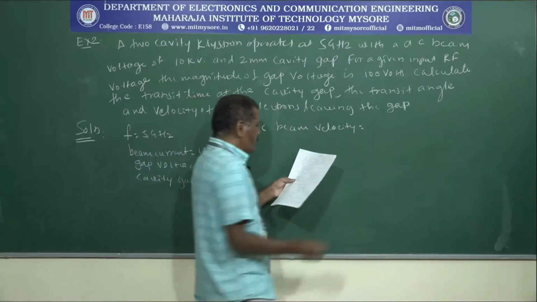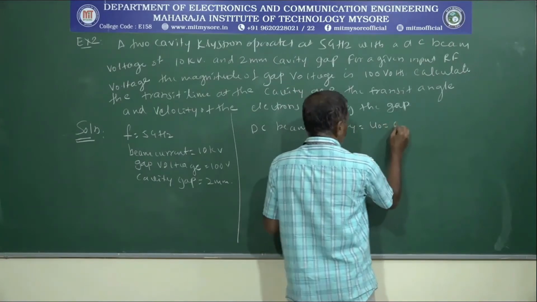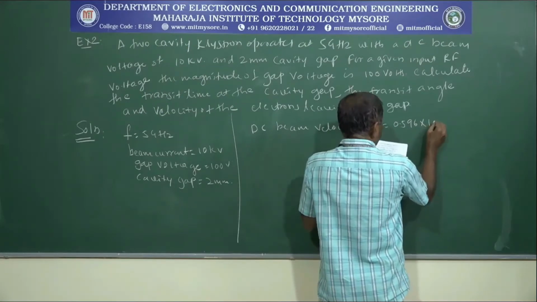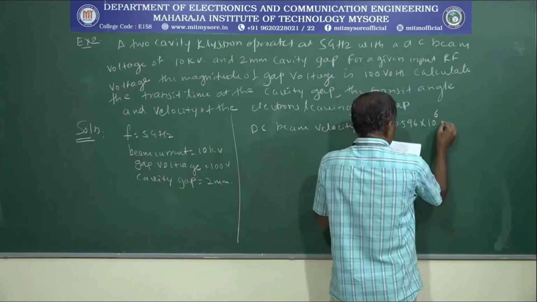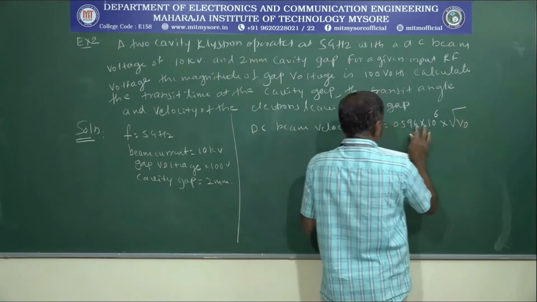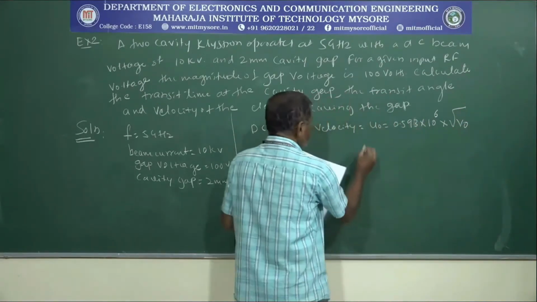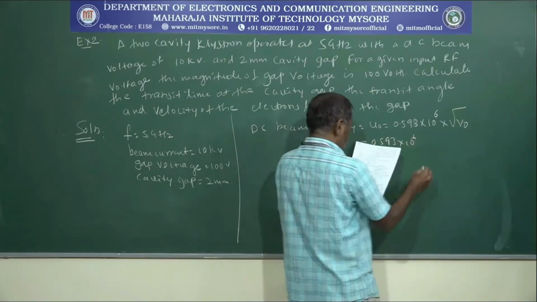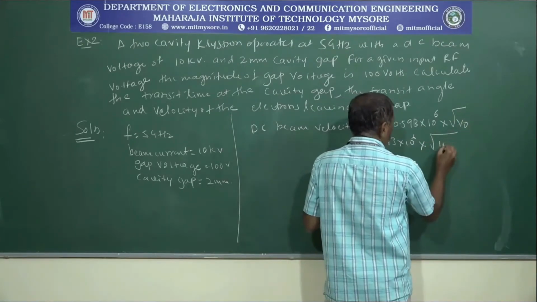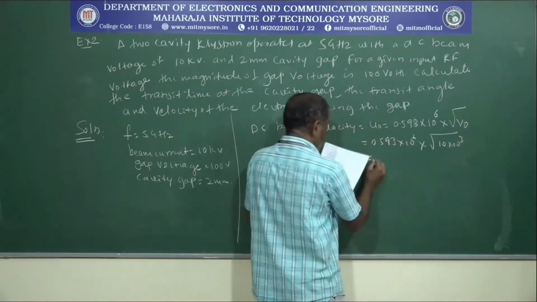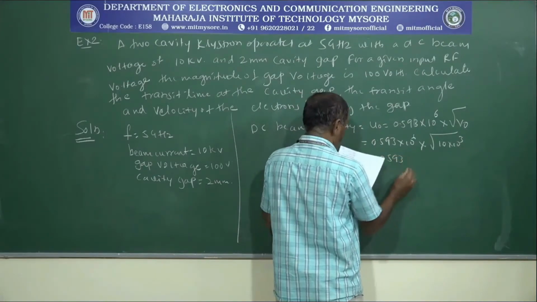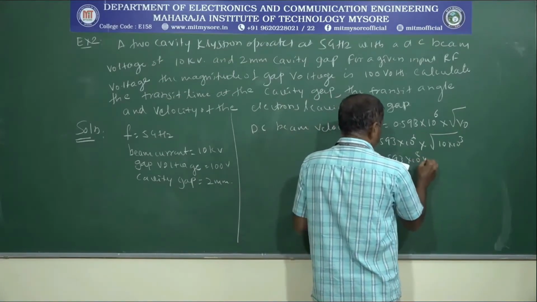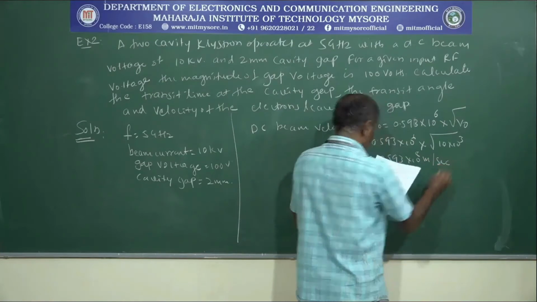Now let us calculate the DC beam velocity. It is given by u0 equal to 0.596 into 10 to the power of 6 into root of V0. This is equal to 0.593 into 10 to the power of 6 into, so V0 is given as 10 into 10 to the power of 3. So this is going to be 0.593 into 10 to the power of 8 meters per second.